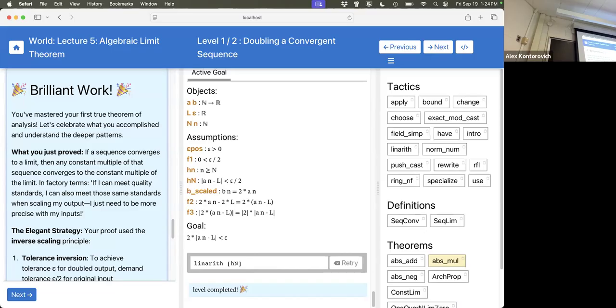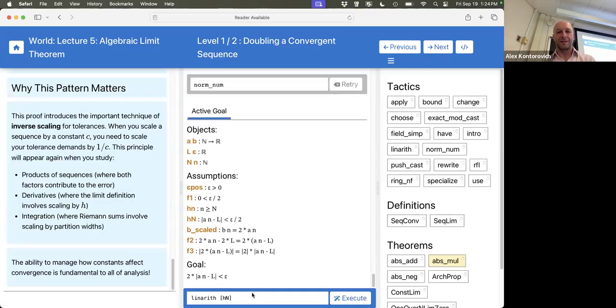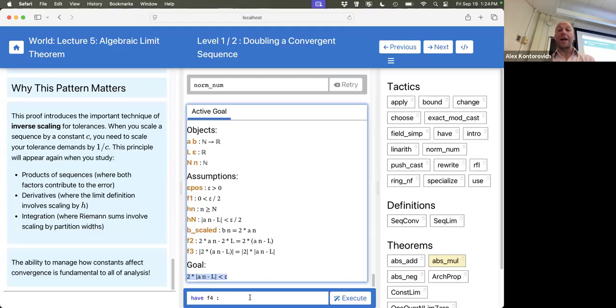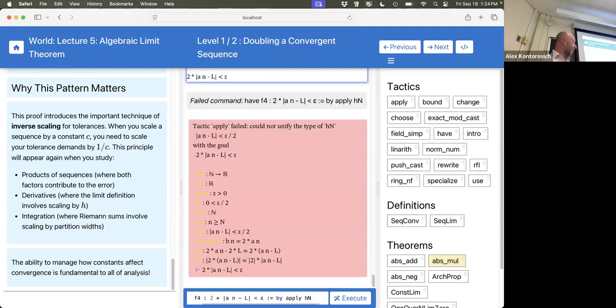Could you also do like, instead of linarith on the last line, you just do like have F4 equals, and just like the goal, and then it's the goal statement by applying HN? You want to say have F4 and then the goal statement? Okay. By apply HN. Okay, so that won't work. The reason it won't work is because HN is not exactly the same thing. And it's not a theorem.